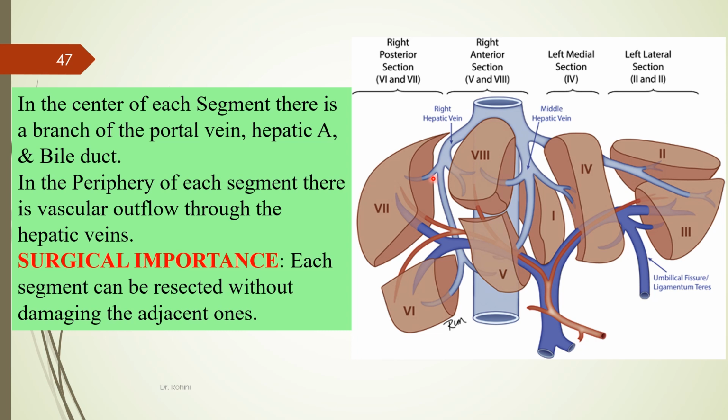For example, from a surgical perspective, a right hepatectomy would involve division of the liver in the principal plane, in which segments 5, 6, 7, 8 would be removed, leaving segments 1, 2, 3, 4.